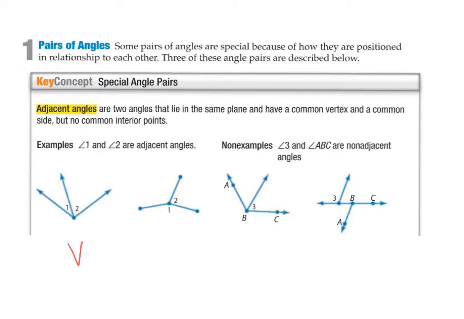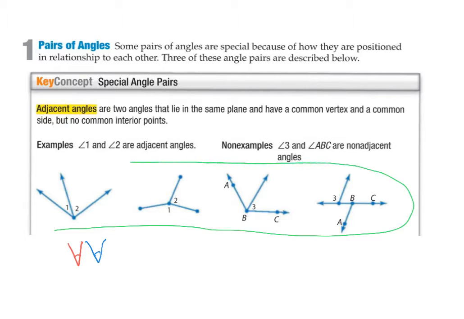If I had angle A here and an angle B in blue, these would not be considered adjacent angles because there is no common vertex and no common side. But all of these examples up on top would be examples of adjacent angles.